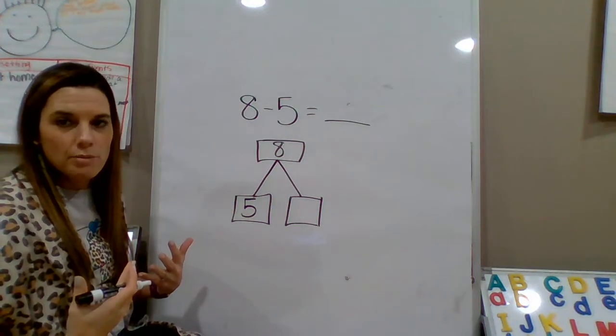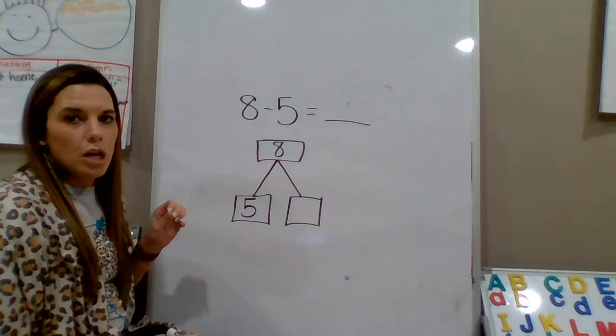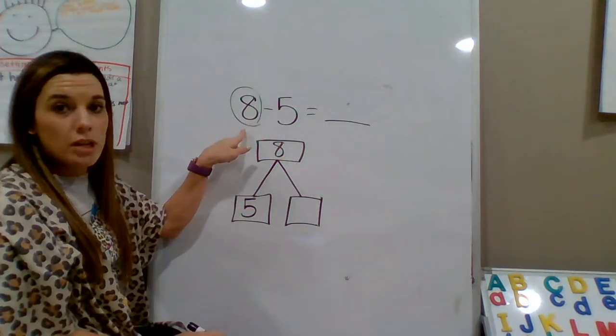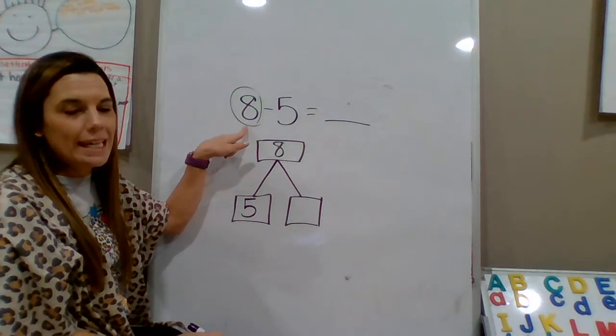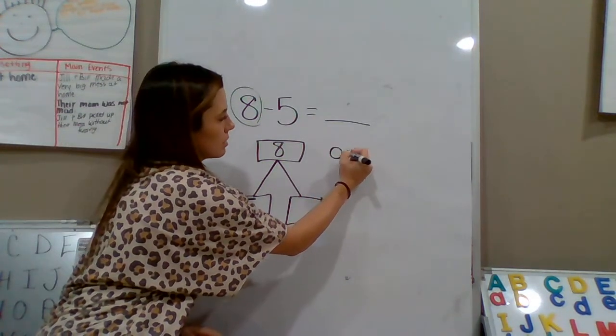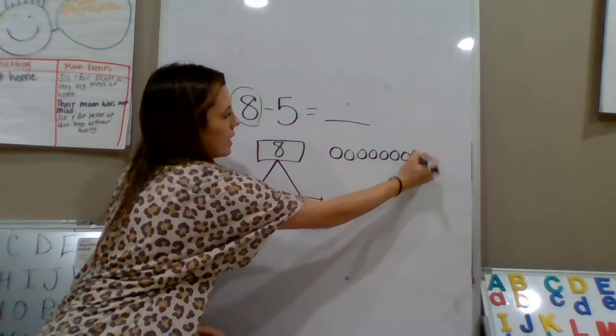So in order to do this, let's just keep it simple. Let's just use our magic circles as a picture. How many magic circles am I going to draw? I hope you said 8 because that's the number we're starting with. This is the number we are taking away from. So I'm going to make 8 magic circles. 1, 2, 3, 4, 5, 6, 7, 8.